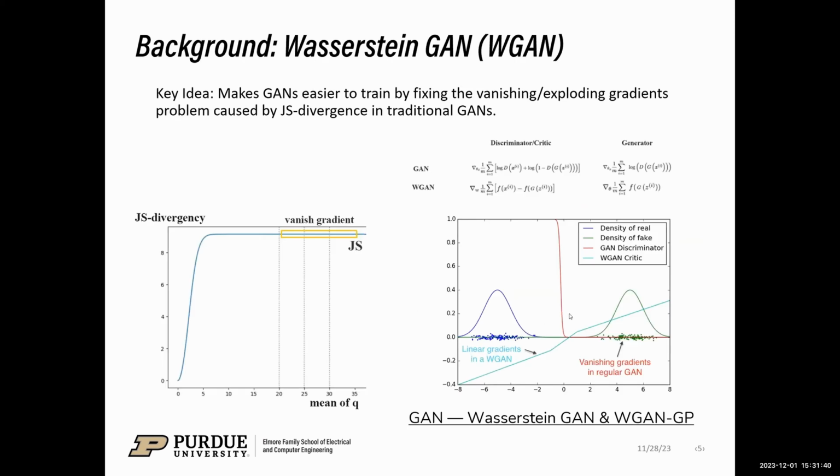Now, Wasserstein GAN, or WGAN, is a technique that makes GANs easier to train. There are more details in this link. I'll just skim through this. So it's a different loss function that gives a linear gradient with some constraints, as opposed to, like, exponential.